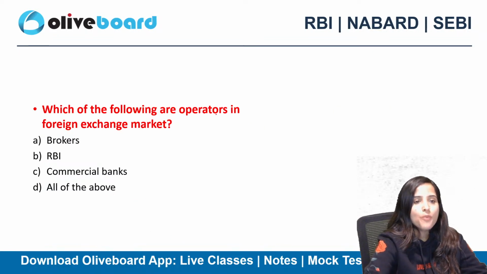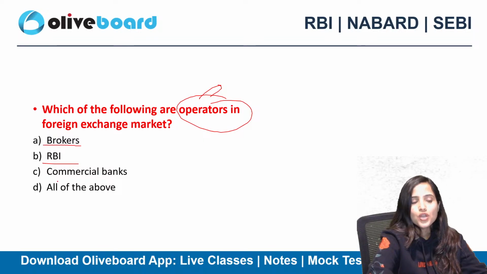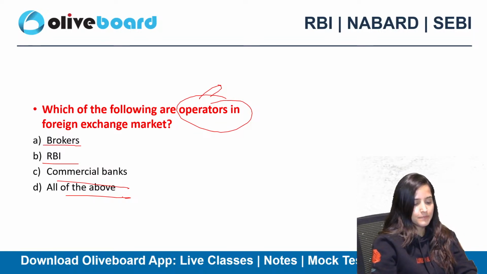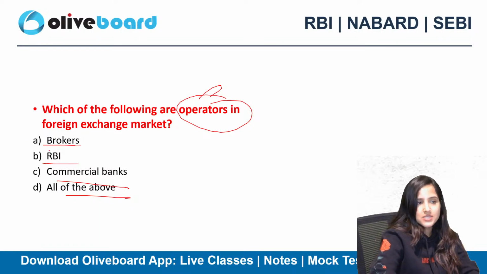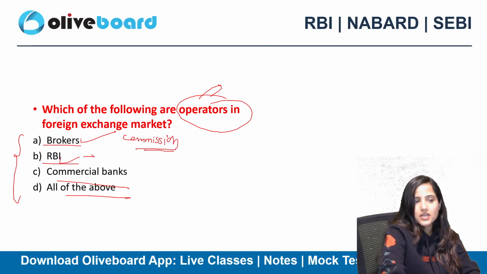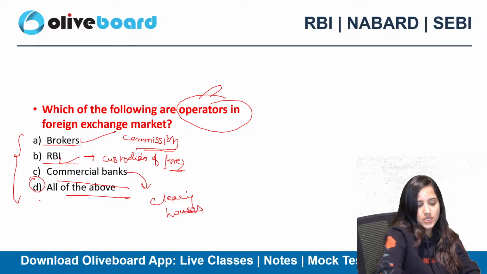Now, which of the following are operators in foreign exchange market? तो कौन कौन operators है foreign exchange market में? Brokers, RBI, commercial banks या फिर all of the above? So what is the answer? Who is going to answer? So हमने आज ही क्लास में we've discussed it that the operators of foreign exchange market include brokers also, जो commission भी लेते हैं हमारे behalf में जो काम करते हैं. Then RBI is the custodian of foreign exchange. क्या है ये custodian of foreign exchange है जिसके पास हमारे foreign exchange पड़ा रहता है. And commercial banks they act as clearing houses. तो ये भी हमने देखा. So the answer is all of the above.